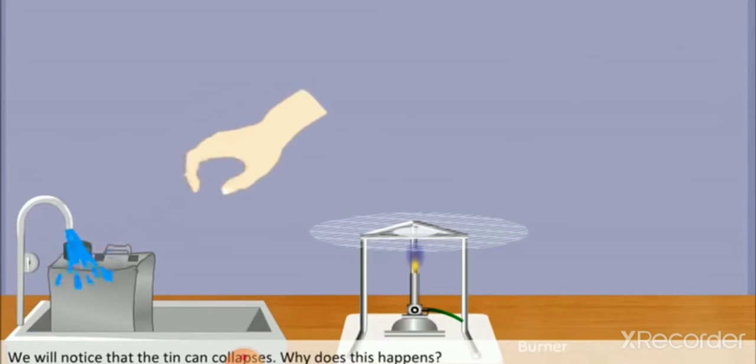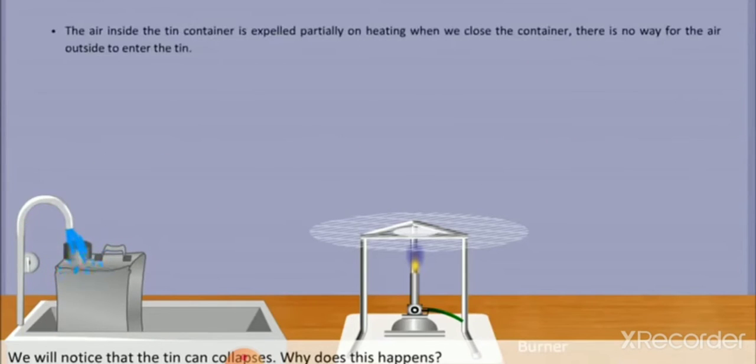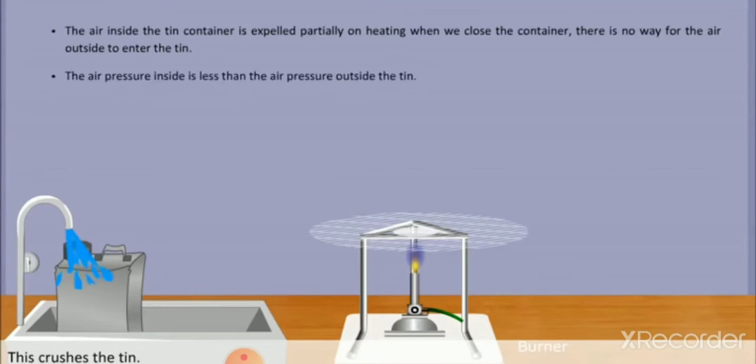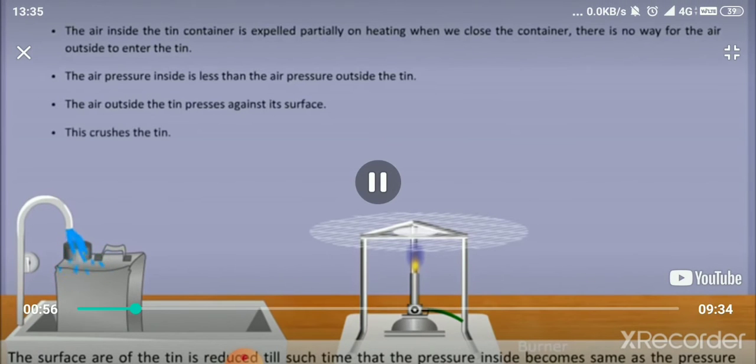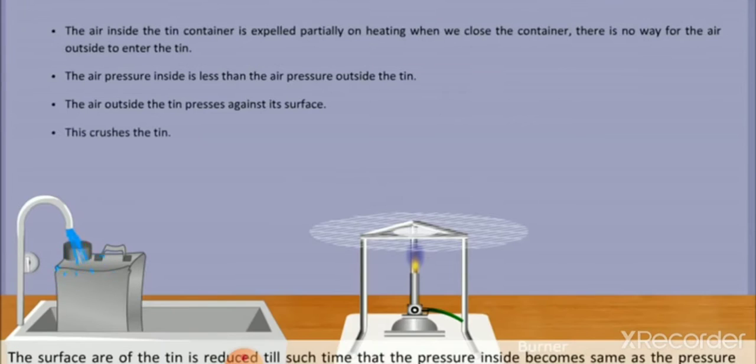Why does this happen? We will notice here the air inside the tin container is expelled partially on heating. When we close the container, there is no way for the air outside to enter the tin, and the air pressure inside is less than the air pressure outside the tin, and the air outside the tin presses against its surface and this crushes the tin. So this was regarding that air around us exerts pressure.